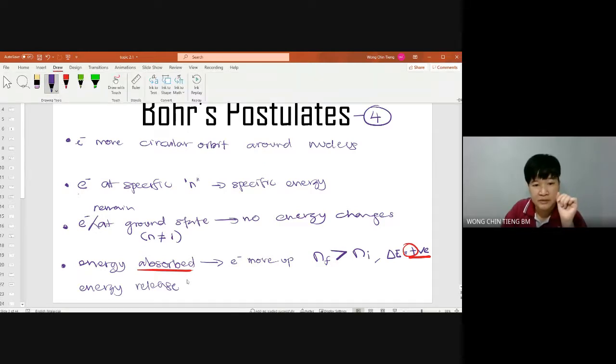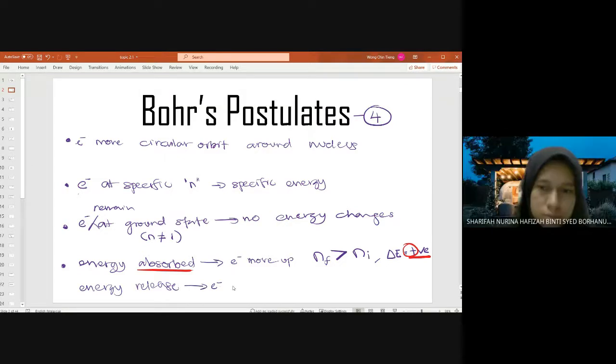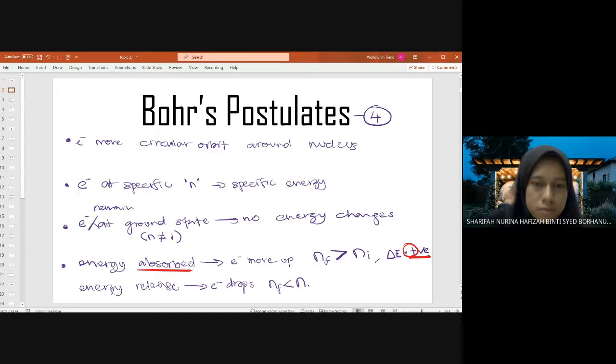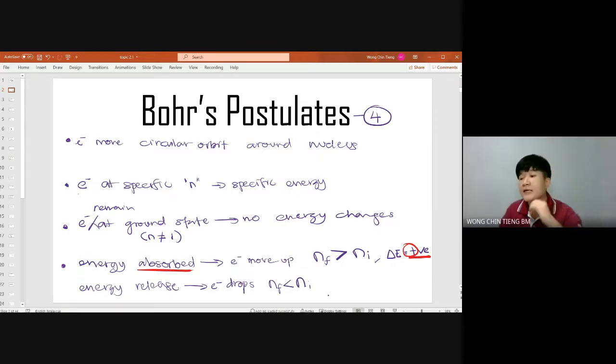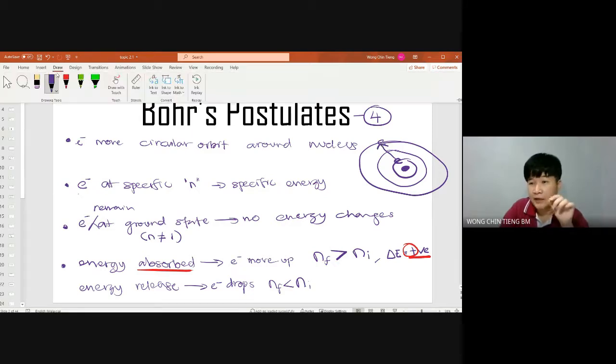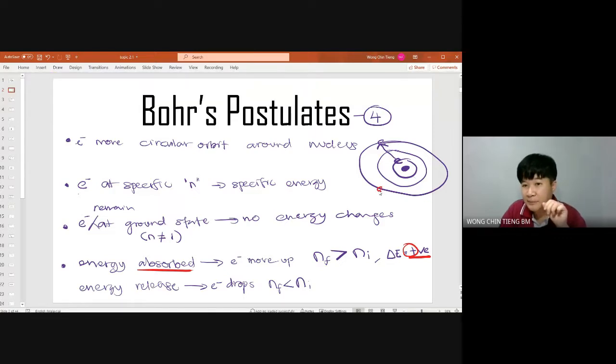Energy release means the electron is? Dropped. Electron drops. In other words, your N final must be? Smaller than N initial. Yes. Your N initial mesti tinggi sebab elektron jatuh. Saya nak ingatkan sekali lagi, nucleus adalah tengah kita. Nucleus adalah permulaan kita. Bila kita kata elektron moving up, itu means daripada dekat dengan nucleus, move up. Bila elektron move down, daripada jauh turun balik. So, nucleus adalah center point. Always ingat kita kena bergerak dari nucleus. Yang jatuh ini means dari jauh balik dekat dengan nucleus, that is your electron drop, where N initial must be higher than your N final.